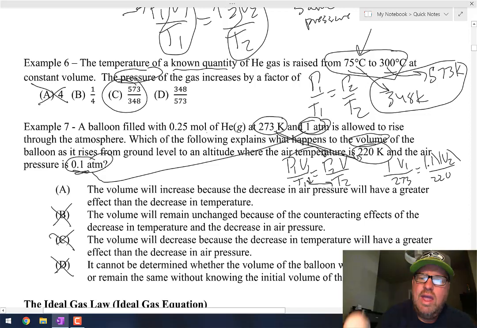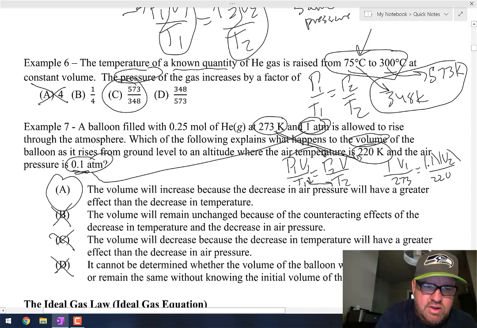Okay, and you can't look at the number. You can't look at, well, it's only going down by 0.9. You have to look at it's going down by a factor of almost 10, whereas the temperature is going down nowhere near that much. So A is the correct response. Okay, that's it for the combined gas law.